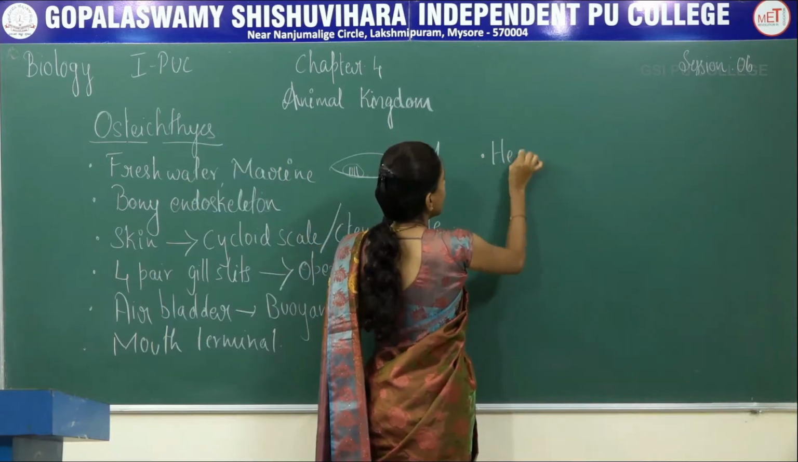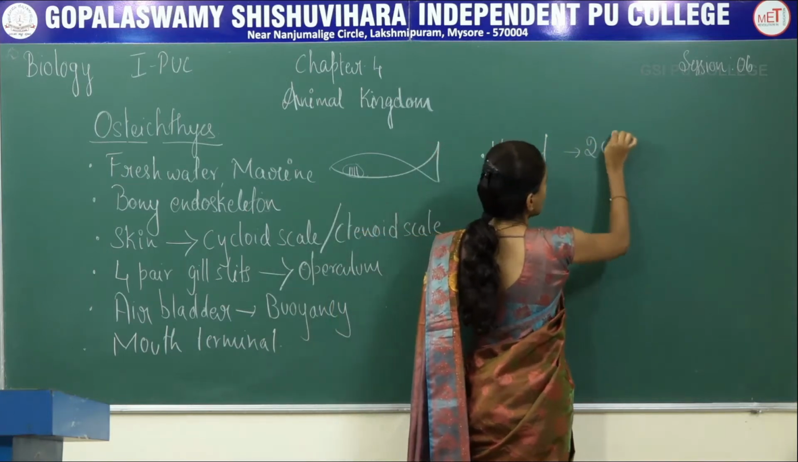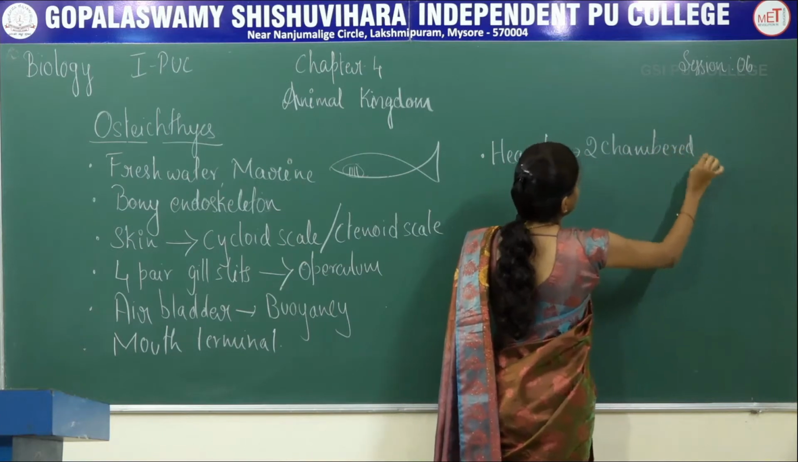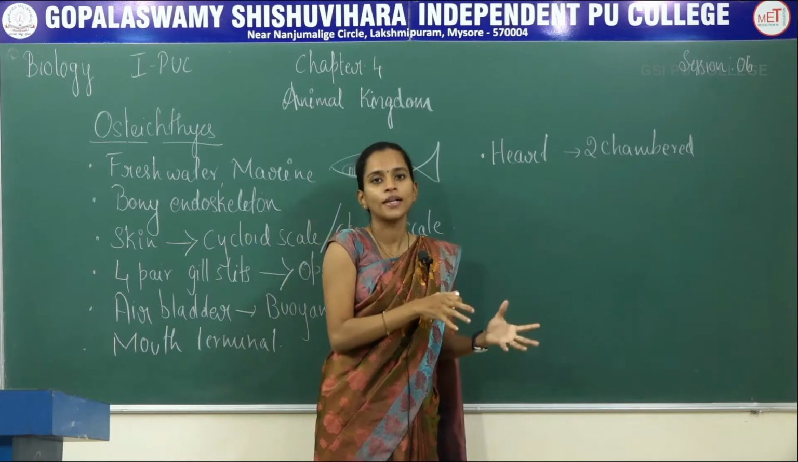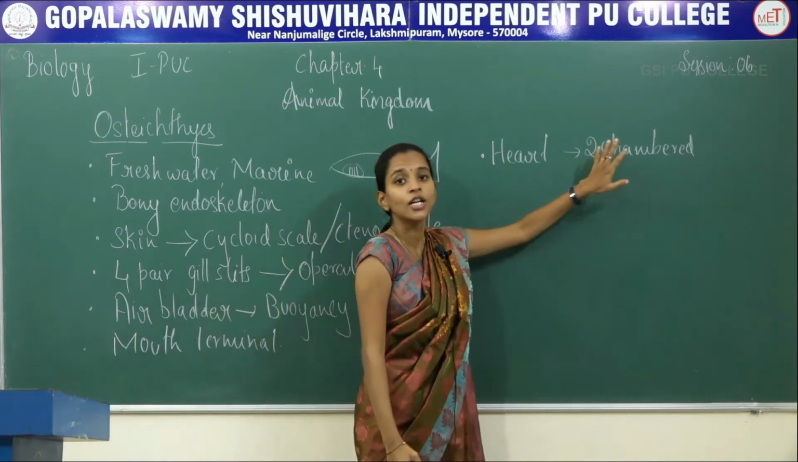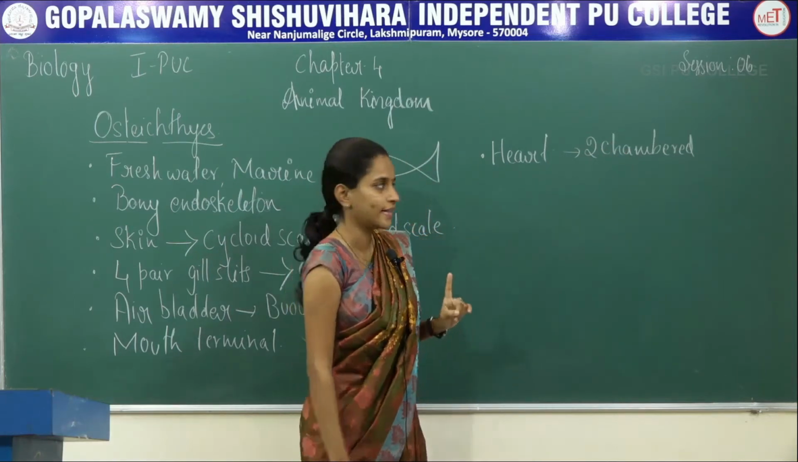Next is heart is two-chambered, just like Chondrichthyes. Now this is the first character which normally is similar between Chondrichthyes and Osteichthyes. These have two chambered heart with one auricle and one ventricle.